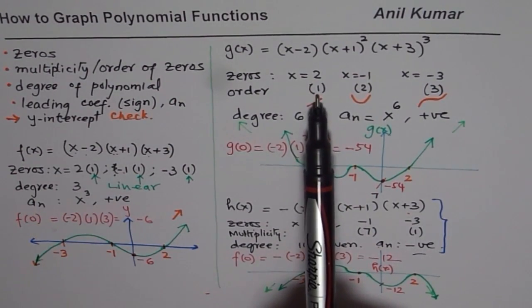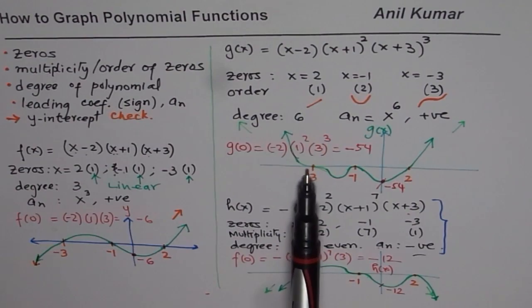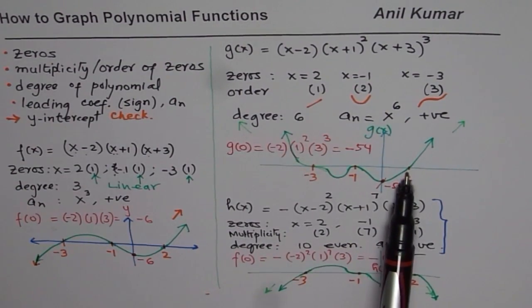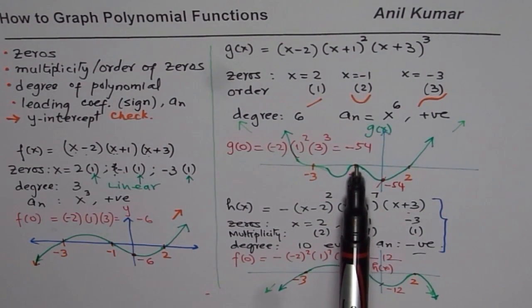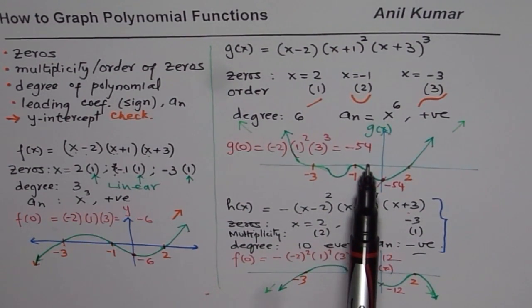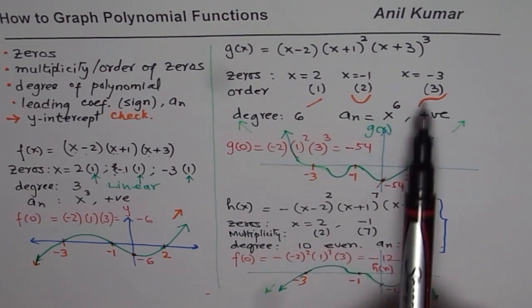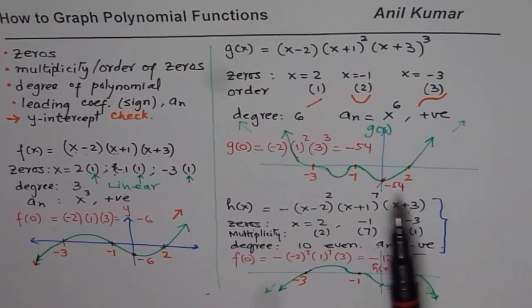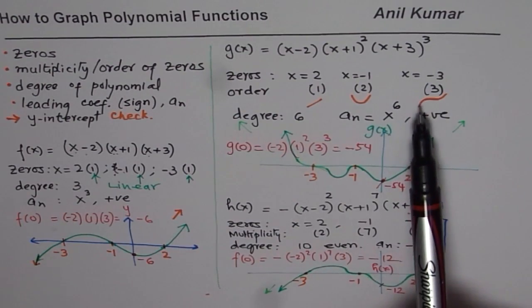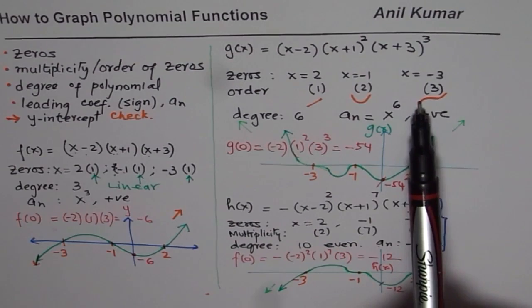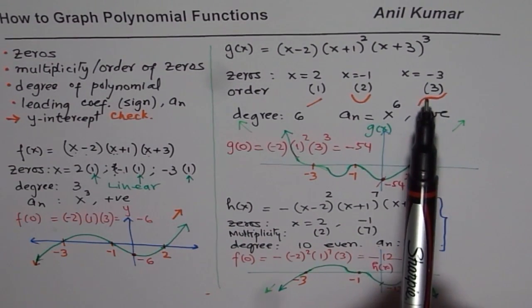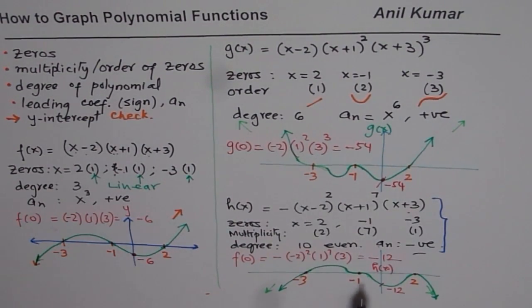If the order is 1, the graph crosses like a straight line, as we saw here at x equals 2. If the order is 2 or even, it turns back or bounces back. It should not cross the x-axis. If the order is odd, 3 or 7, in that case, it will turn halfway and then cross. It crosses flattened at the surface as shown here, right? So kind of like this, and the higher the odd order, the flatter it is. That is what it is.